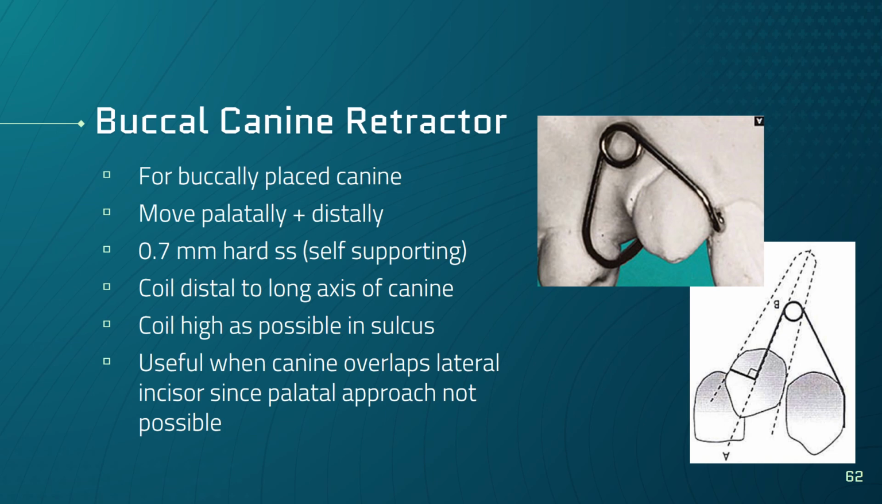Now, the coil is distal to the long axis of the canine. It must be placed as high as possible in the sulcus. And this spring is useful when the canine overlaps the lateral incisors, since in such a situation the palatal approach is not possible.